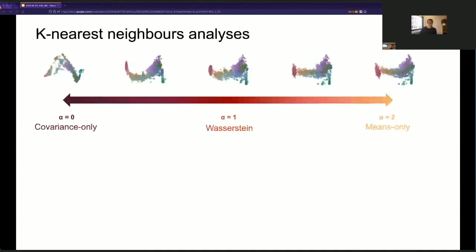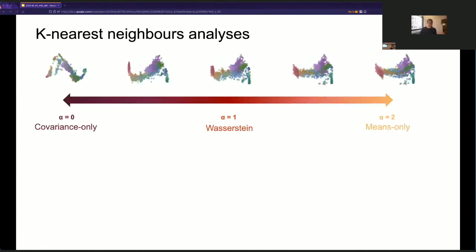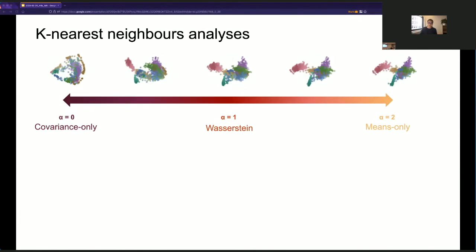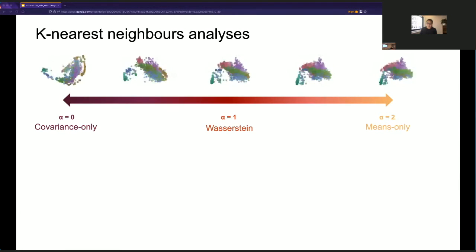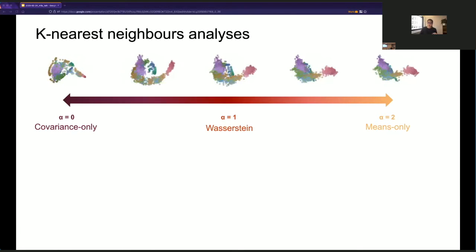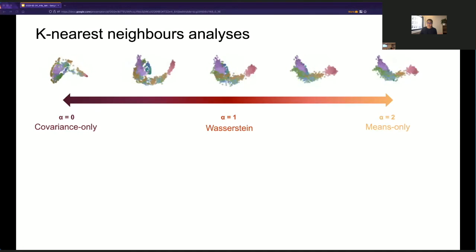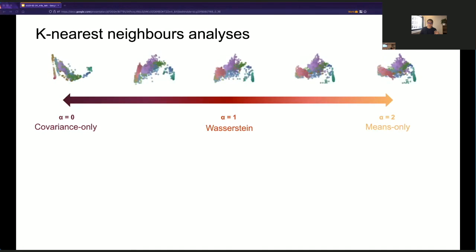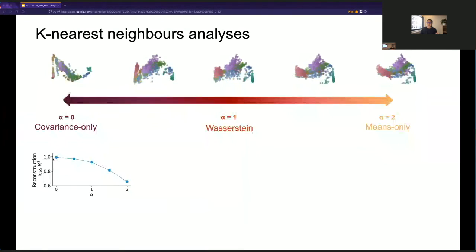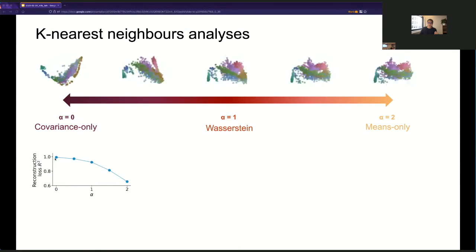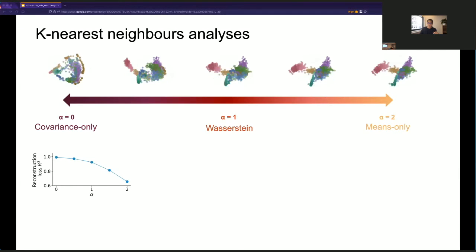So as before, we can sweep the spectrum between covariance-only and means-only metrics to compute distance matrices at different values of alpha. Each of these distance matrices produces a different shape space embedding, as shown at the top. And if we were to do clustering, regression, or classification analyses directly on these distance matrices, I was able to find that networks' position in shape space was very indicative of their reconstruction error on the reconstructed image for different values of alpha.